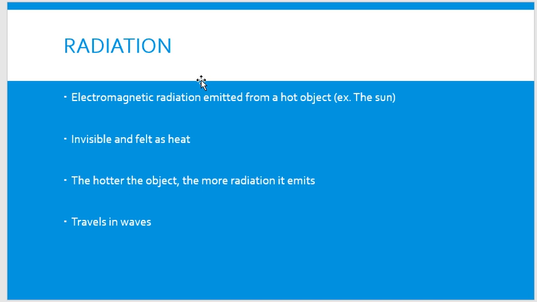And then the last one is radiation. So radiation is electromagnetic radiation emitted from a hot object. So for example, the sun, it's invisible and it's felt as heat. So the hotter the object, the more radiation it emits, and it travels in waves. So the other 2 travel using particles. This one travels using waves.